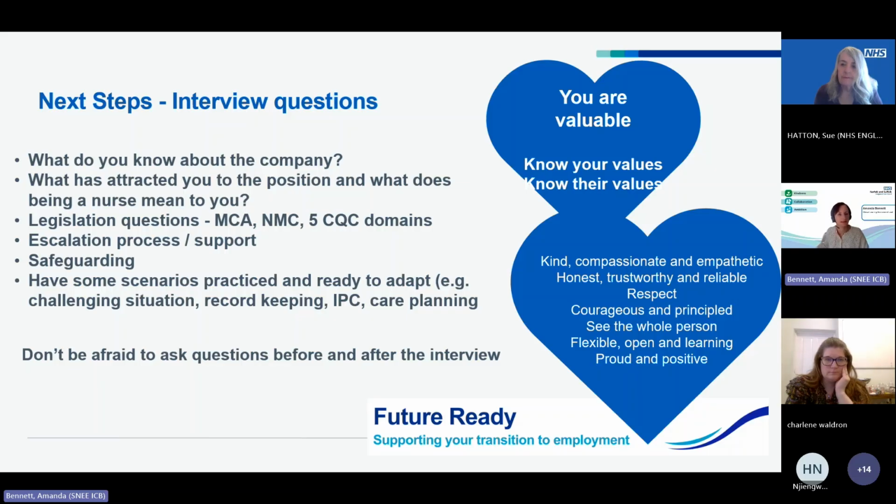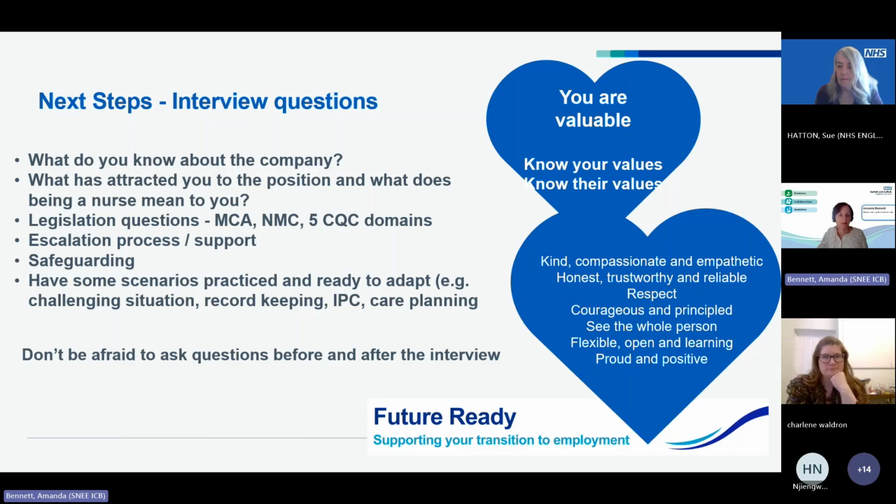Think about escalation processes and think about some scenarios. What would you do if this happened? And if you're not sure about all this, in fact, I would say it's a positive thing. If you see a job advertised, go to that organisation and just say, I'm really interested in this. I'd just like to know a little bit more. Could you tell me what would happen in this situation, that situation? It shows you're interested, and then you'll be better prepared for the interview as well.